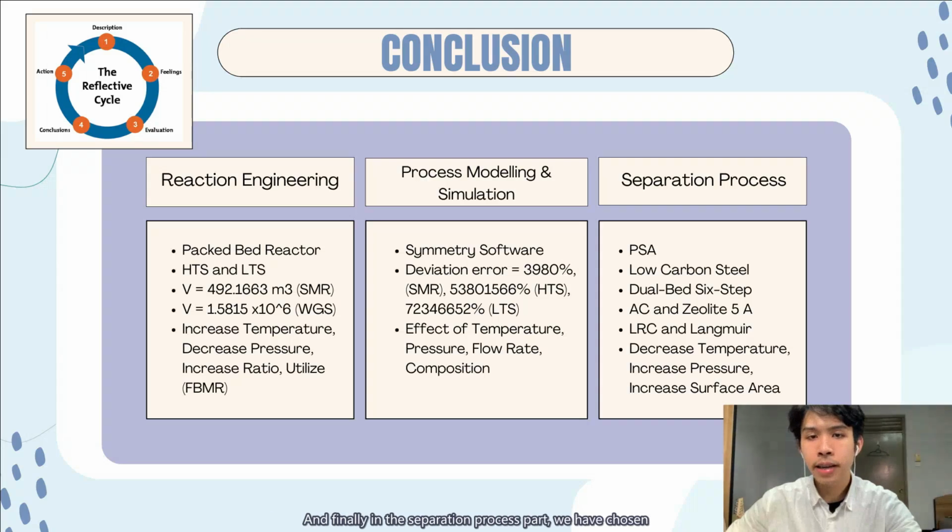And finally, in the separation process part, we have chosen the pressure swing adsorption unit PSA as the purification unit. We are also using low carbon steel as the material and a configuration of dual bed 6-step for the adsorption unit. The adsorbent chosen is activated carbon and zeolite 5A. We have also discussed the isotherm that is suitable for this process, and lastly, we have also discussed the strategies to achieve 99.9% purity of hydrogen, which is by decreasing the temperature of the adsorption unit, increasing the pressure and increasing the surface area. In short, for this integrated project, we have achieved the objectives of each part.